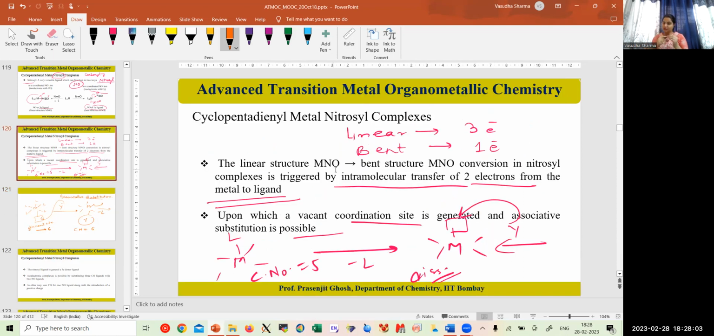That is why it is being said that when this conversion from linear to bent occurs, there is an involvement of two electrons from metal to ligand. And when the electrons are going from metal to ligand, there would be a coordination site which is vacant on the metal, and now it can easily take up any ligand from outside, and therefore it will be called an associative substitution.